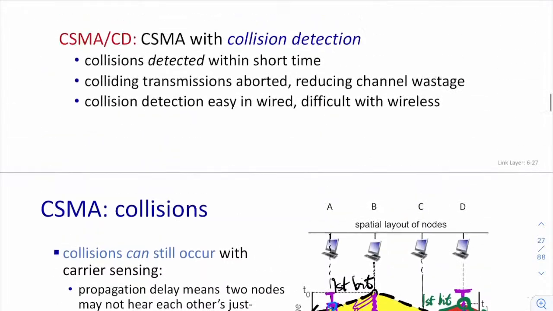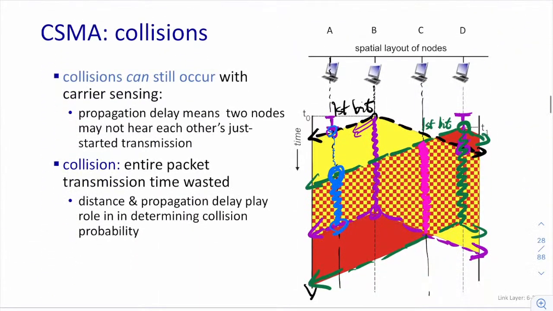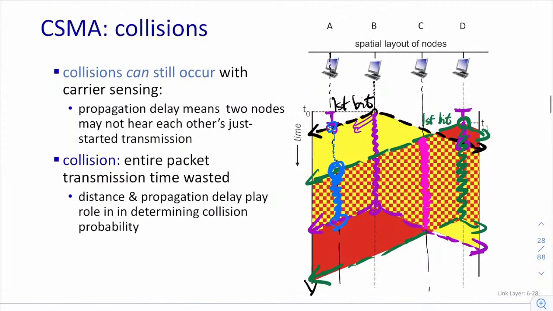Okay, so CSMA is not the best thing you can do. It's not the best layer 2 protocol because it still causes collisions. Propagation delay is the major reason that they still have collisions.